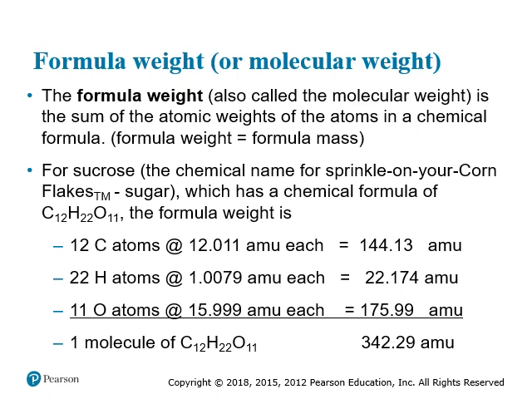12 carbon atoms, each of which on average weighs 12.011 atomic mass units. 22 atoms of hydrogen, each of which on average weighs 1.0079 atomic mass units. And 11 atoms of oxygen, each of which has an average mass of 15.999 atomic mass units, gives us a total of 342.2948 atomic mass units.